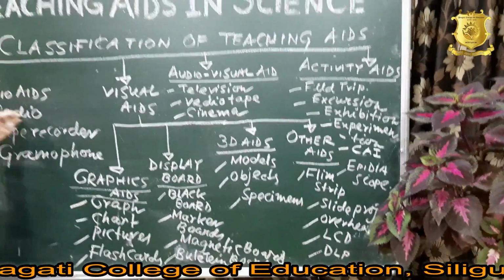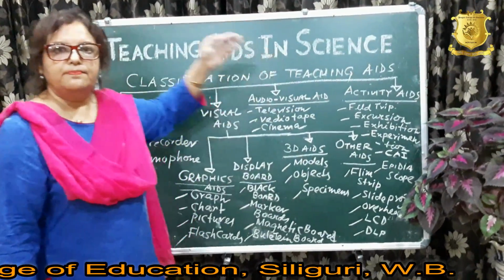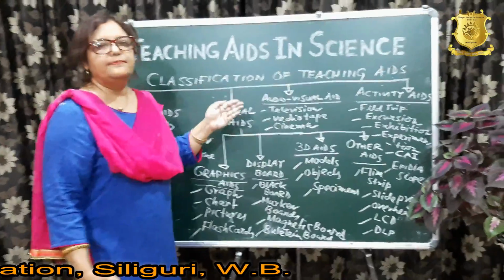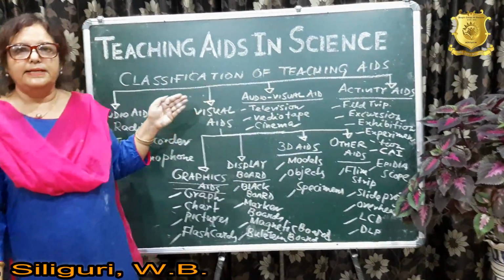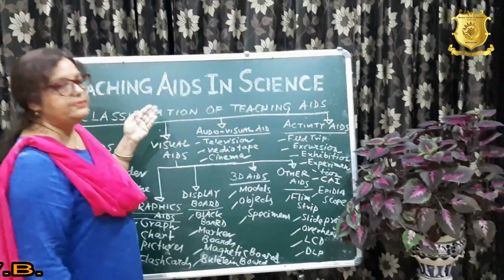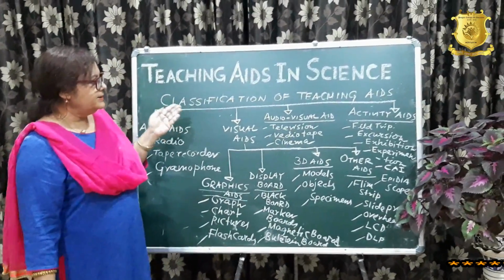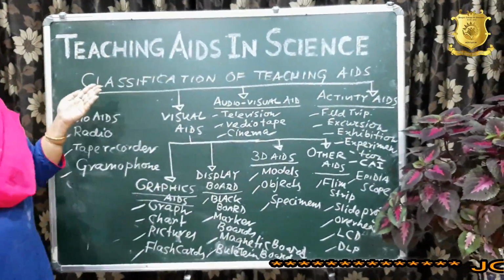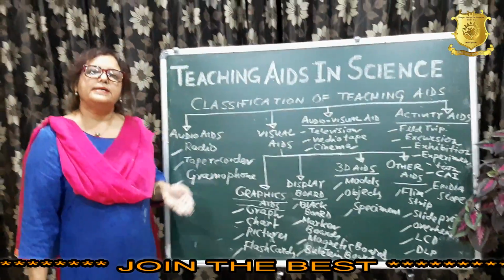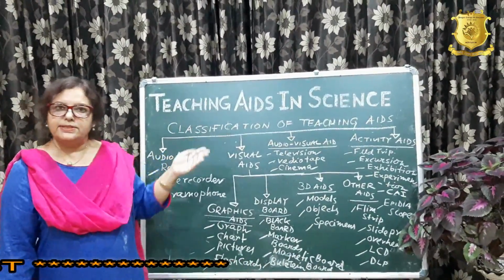So all these are examples of the four kinds of teaching aids. Please learn this; it is very important because all these aids are very useful in our teaching learning situation. Especially in science, we have to use all these kinds of teaching aids. This much is all for classification of teaching aids. In our next class, we are going to discuss other points regarding teaching aids in science.